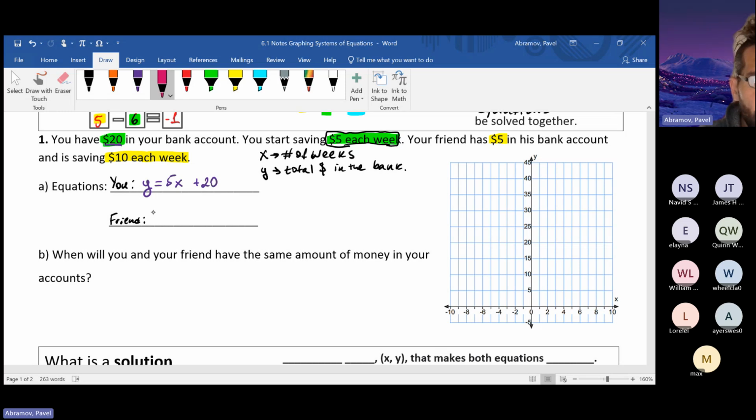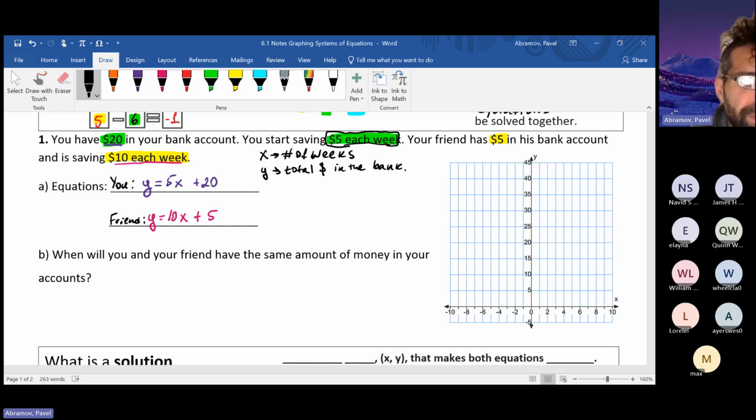Then for your friend, we will have a similar equation. So y is the total money in the bank. Now your friend only has $5 to start out with, but then your friend saves $10 each week. So you take $10 and multiply by the number of weeks, which changes. So these are the two equations. These equations will represent how much money both you and your friend will have in your respective bank accounts.